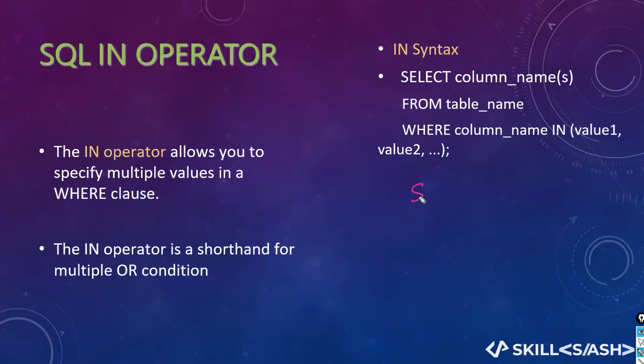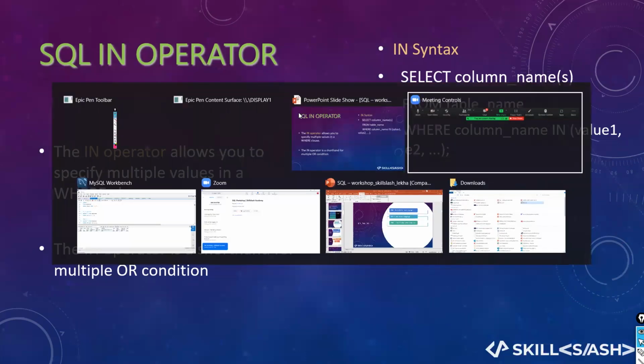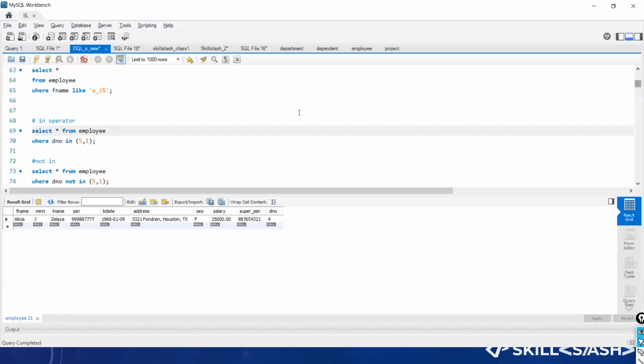See, basically what we used to write in the OR clause, select whatever the column name from that particular table, right? Where, for example, some column is equal to this or this or this, like this. In order to write multiple OR clauses, we use a shorthand called IN clause. Okay, so it is select the column name from that particular table where that column is IN these values. Basically, if you want to perform this, I'll show you. See, it is a shorthand for the OR clause.